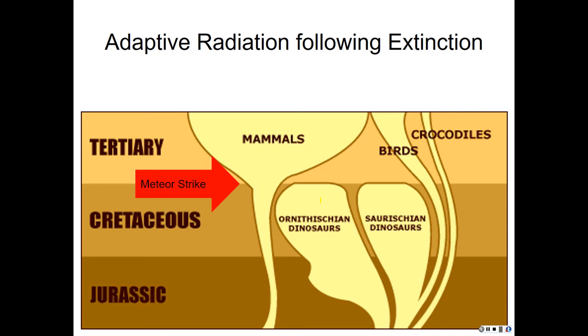But once the dinosaurs were extinct, mammals all of a sudden had all of this ecological opportunity. It's sort of like islands of opportunity opened up to them. And so we had this massive adaptive radiation as different organisms diversified to meet these newly available ecological opportunities.